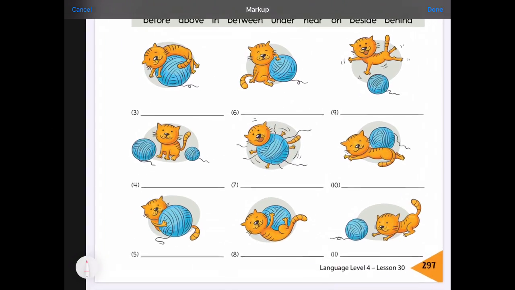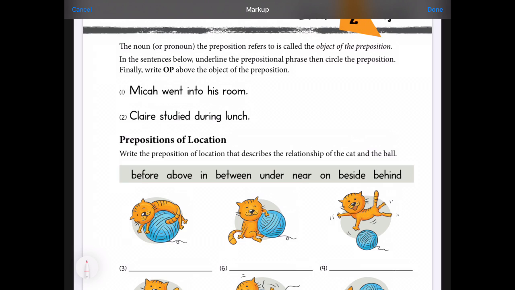On the next page, 297, at the top here, let's read the instructions. The noun or pronoun the preposition refers to is called the object of the preposition. In the sentences below, underline the prepositional phrase and then circle the preposition. Finally, write OP above the object of the preposition. That's a lot. So I'm going to do both of these because they're asking you to do a bunch of things that might sound confusing. Okay, so number one, Micah went into his room.